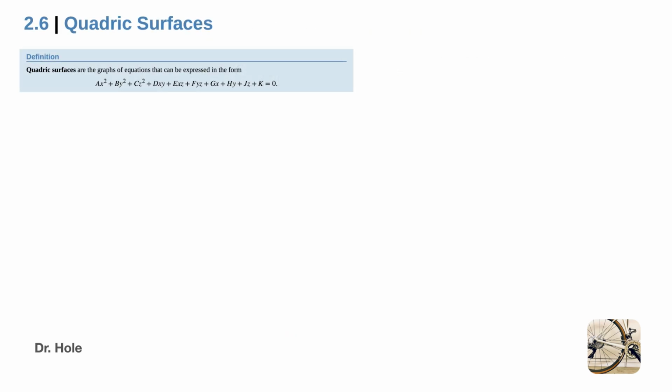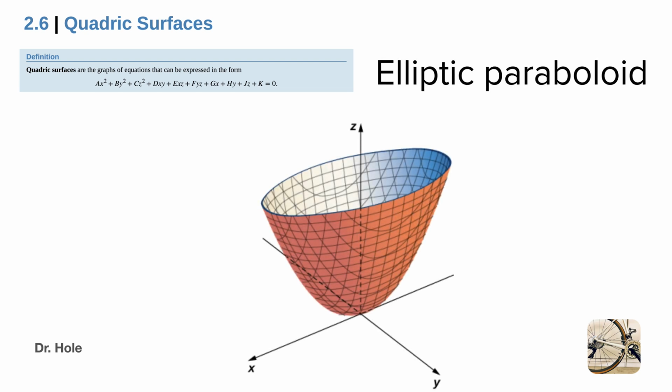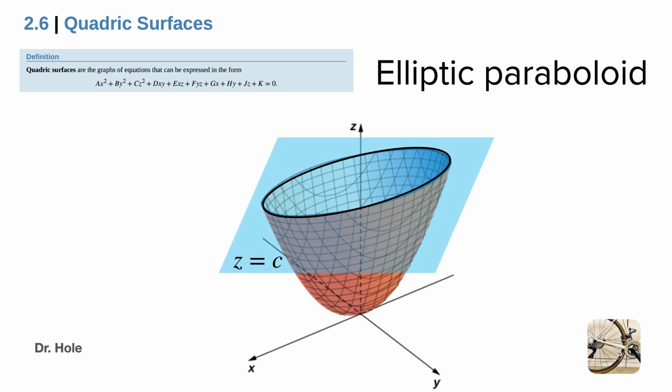Let's do one more example of a quadric surface. The previous quadric surface was an ellipsoid. The name made sense because all three traces were ellipses. Here, the name of this quadric surface is an elliptic paraboloid. Let's consider traces. Horizontal traces result in ellipses.